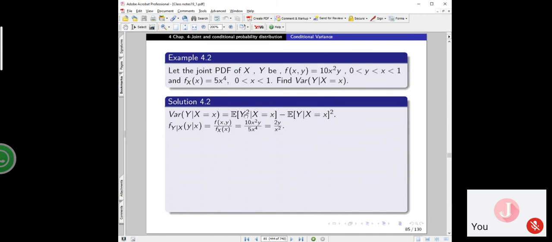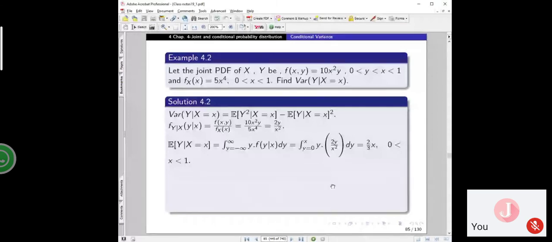So after this, you can straight away find expected value of y given x and expected value of y square given x using the same formula. So expected value of y given x is integration. Because this is y given x, you need fy given x. On top, there's only y, so you just put y here. Okay.